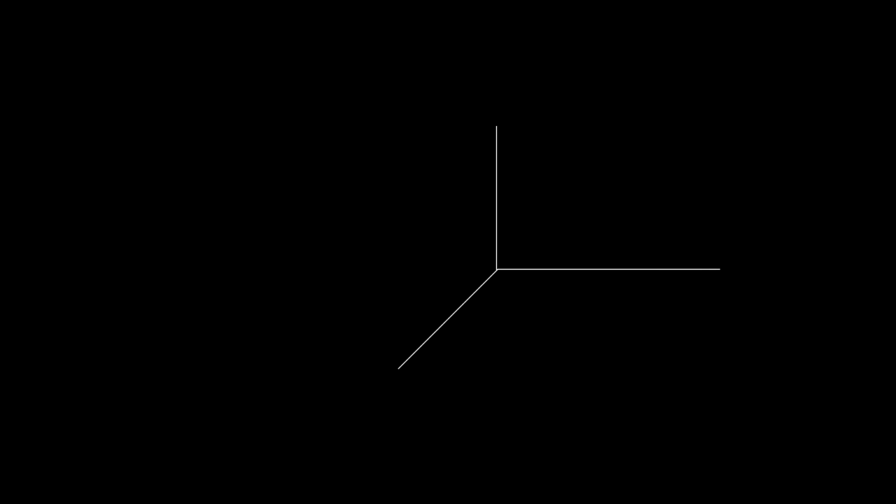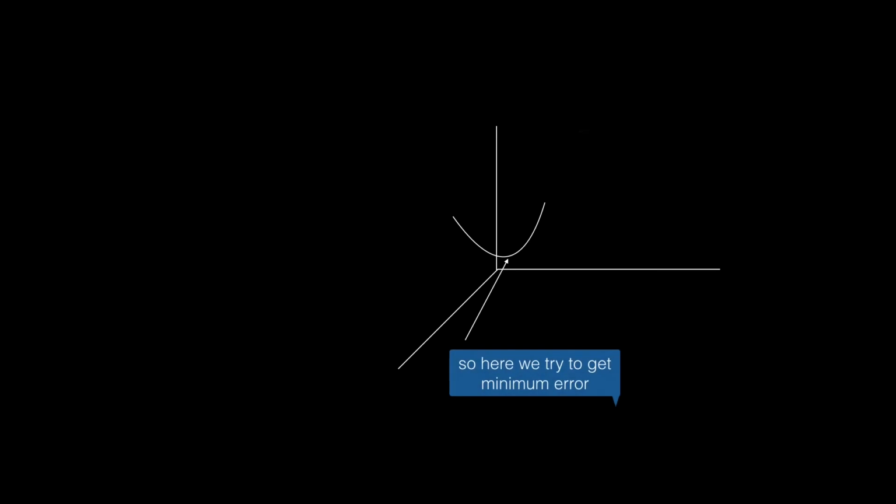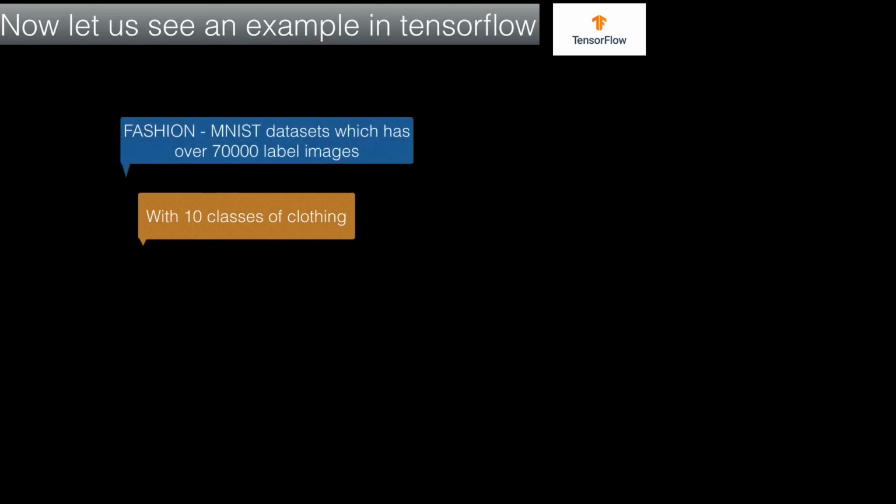Here, as you can see, I've drawn a graph where we have two values, and then we try to draw the error and try to reach the lowest point to get the minimum error. Now let's see an example in TensorFlow.